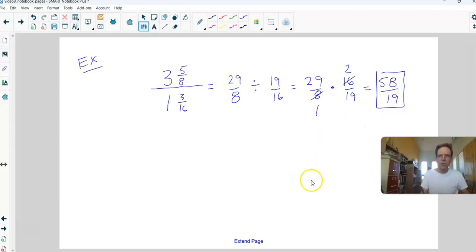If you do want to get a mixed number, we're dividing 19 into 58. That goes 3 times. You multiply, you'll get 57. Subtract to get the remainder, it's 1. So this happens to be 3 and 1/19.